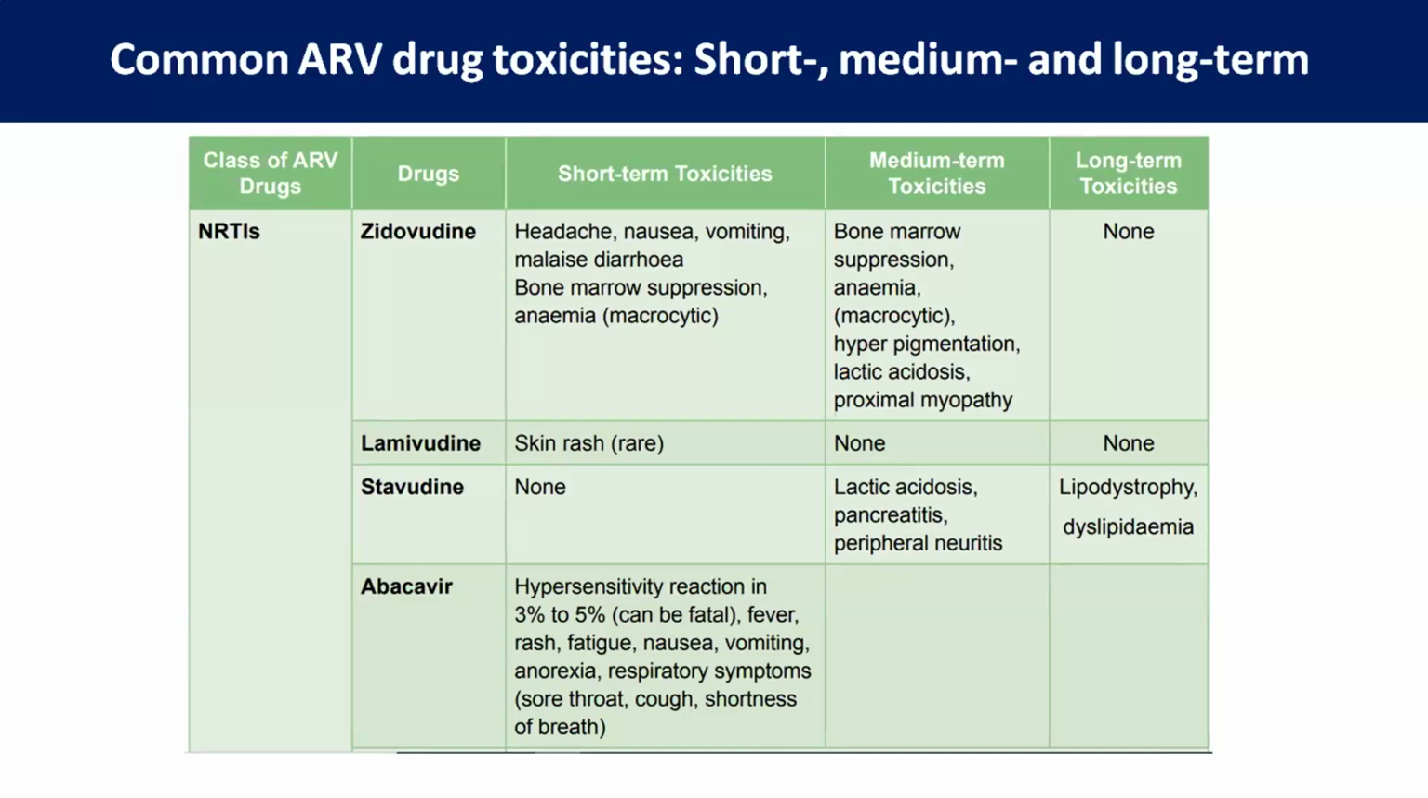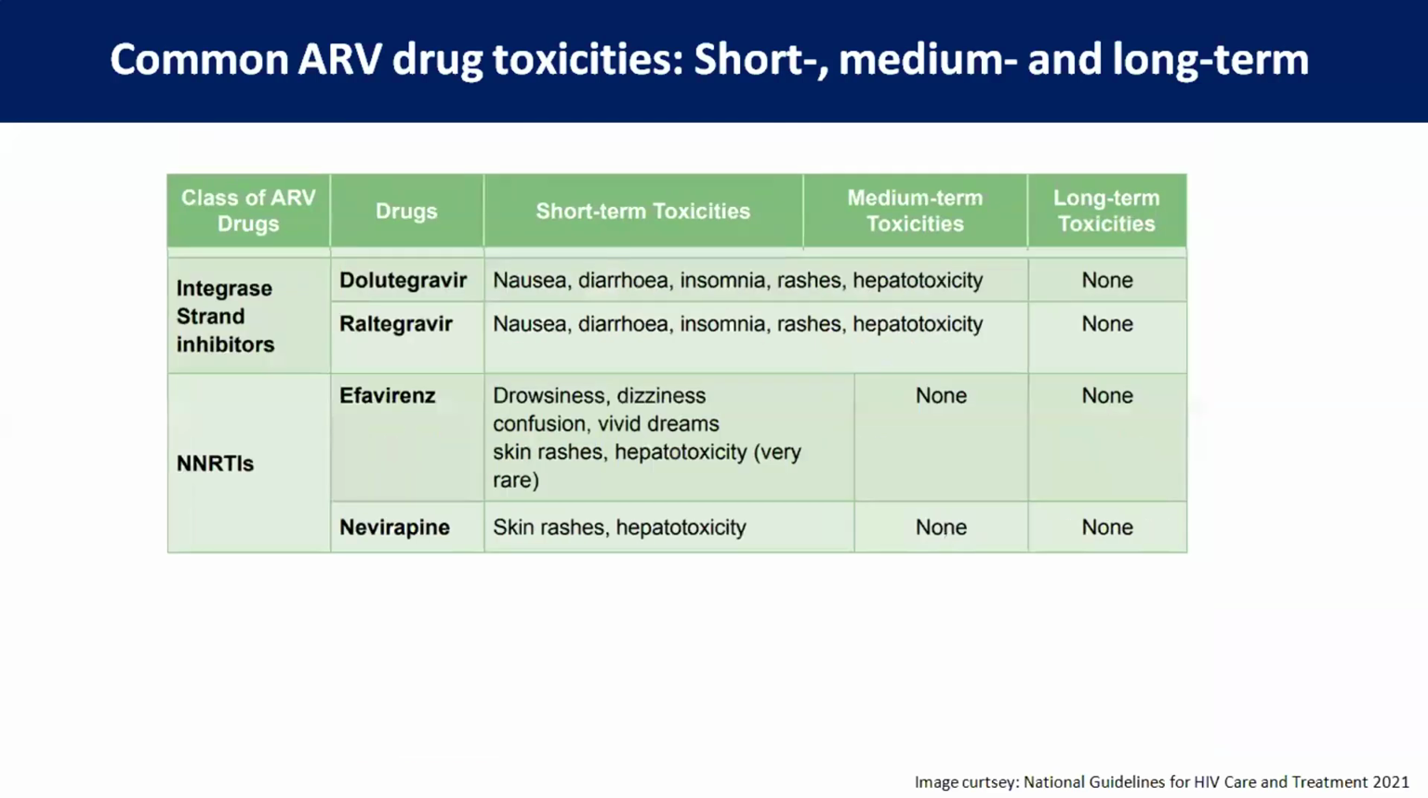Lamivudine, usually short-term toxicity is only skin rash and pancreatitis in case of children, and there is no long-term toxicity of lamivudine use. Stavudine is already phased out, and for abacavir, short-term toxicity is hypersensitivity reaction. In case of INSTI, only short-term toxicities are identified till date. These are nausea, diarrhea, insomnia, sometimes CNS toxicity like psychosis and rashes, though they are very few in number, but they are identified and notified.